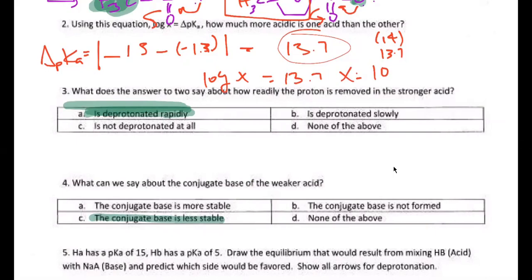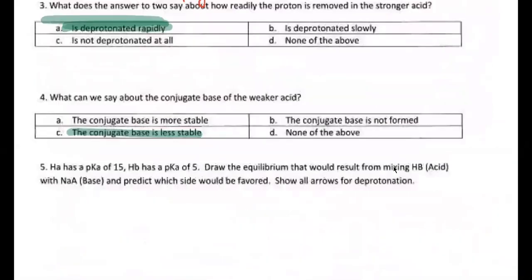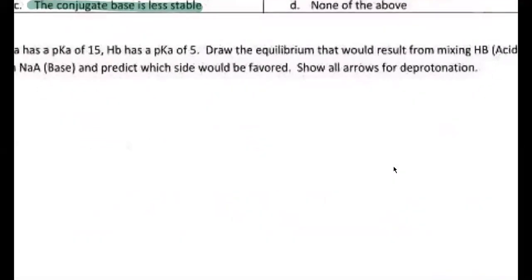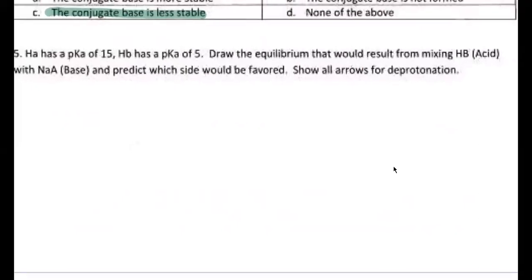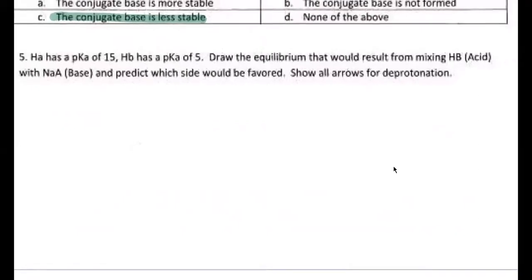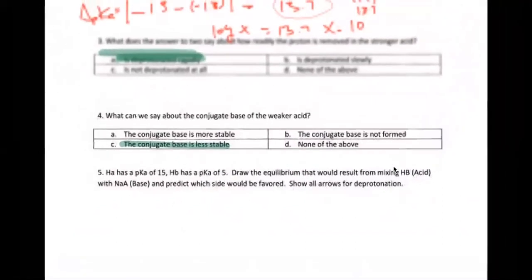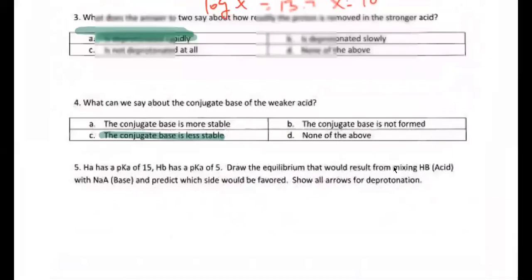All right, let's do number 5. It says HA has a pKa of 15, and then... Doctor, can you zoom out? Back to the top, because I don't have the worksheet. Like I said, I ran out of ink, so I'm trying to copy the questions and answers.